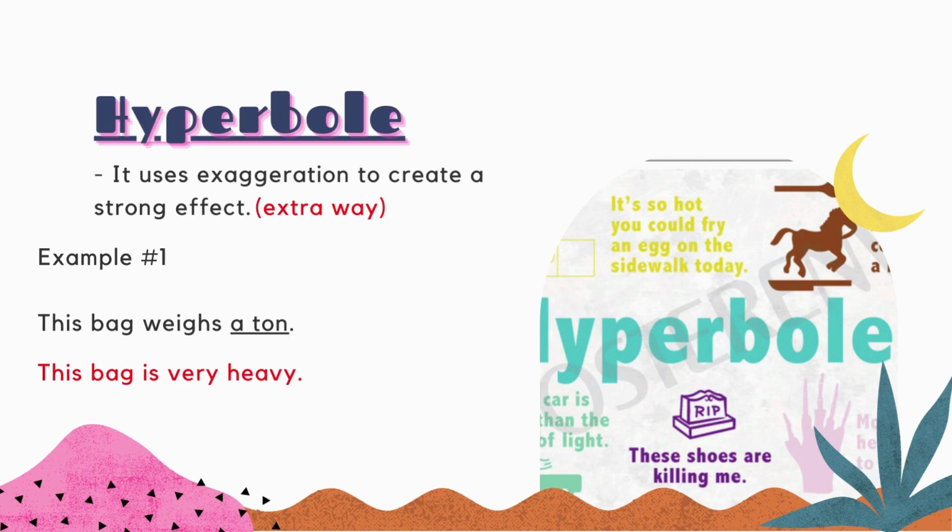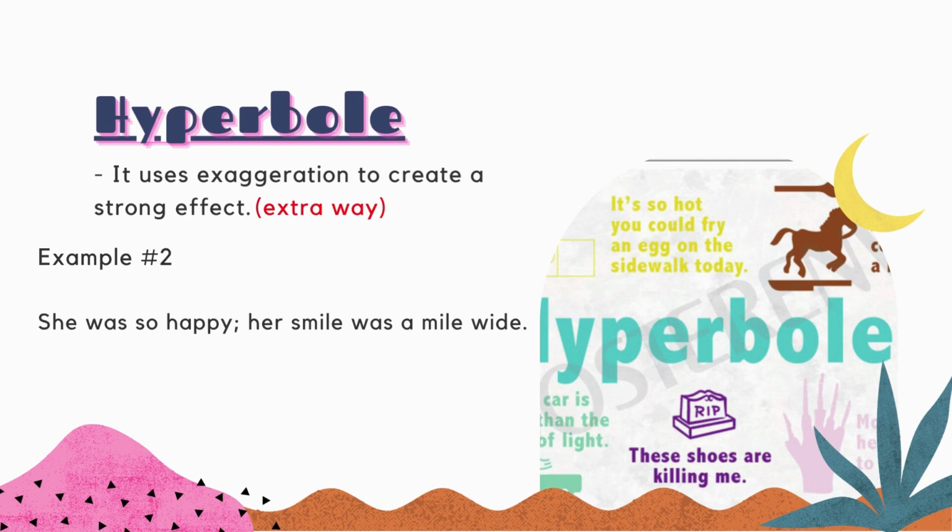Do you think a bag can really weigh a ton? No, because a ton is around 907 kilograms. Another example. She was so happy. Her smile was a mile wide. Why is it that this example is a hyperbole? Because it describes a wide smile in an exaggerated way. A mile is around 1.6 kilometers.